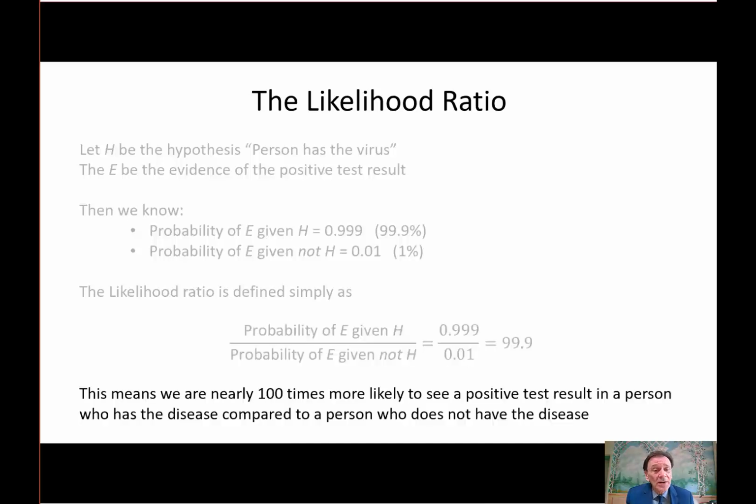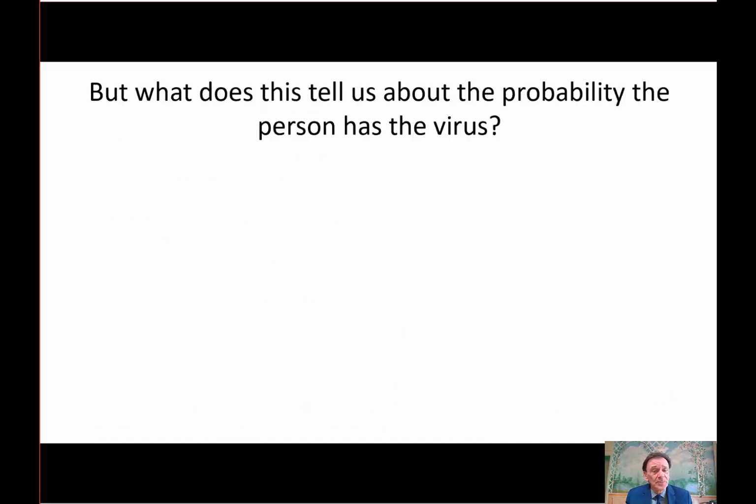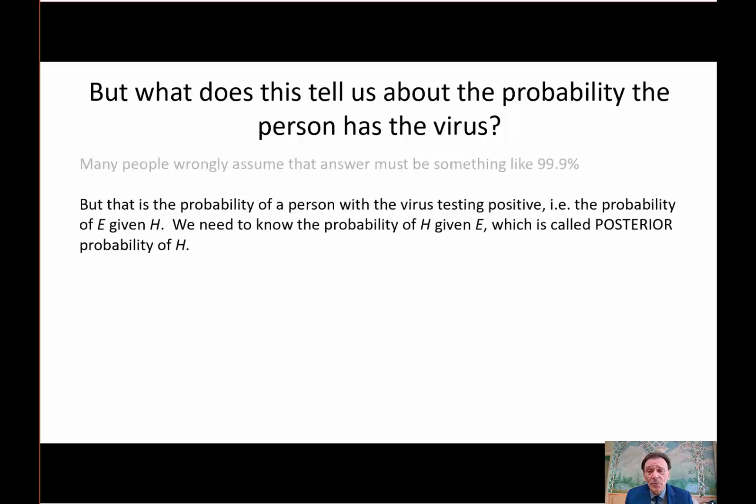And so the likelihood ratio is 99.9. And this means we're nearly 100 times more likely to see a positive test result in a person who has the virus compared to a person who doesn't have the virus. But what does this actually tell us about the probability the person has the virus? Now, many people wrongly assume that the probability the person has the virus must be something like 99.9%. But that's the probability of a person with the virus testing positive, i.e. the probability of E given H. We need to know the probability of H given E, which is called the posterior probability of H, i.e. the probability of H once we know they test positive.